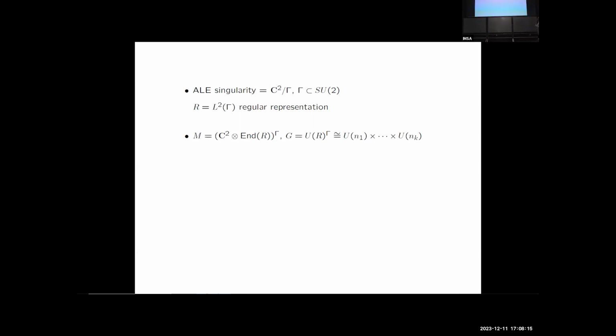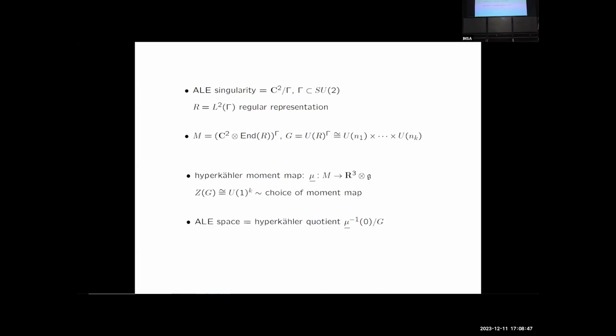And then there's a group acting on this, which is the unitary group of this regular representation, and you look at the gamma invariant part of that. Of course, the regular representation splits up into irreducibles, and so this gamma invariant part is a product of unitary groups corresponding to those irreducibles. So we've got a quaternionic vector space, and we've got this group acting on it preserving the quaternionic structure. And that's all set up for the hyperkähler moment construction.